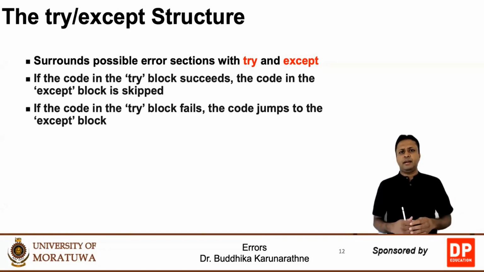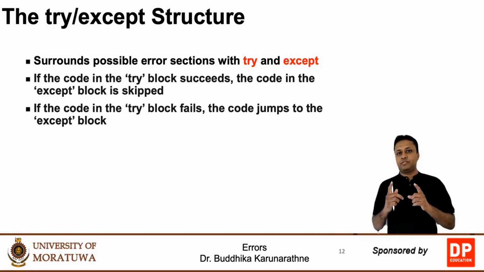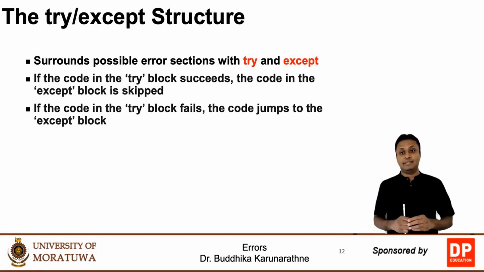We can basically identify 2 blocks in this structure: try and except. We can put the so-called dangerous code into the try block. That means you are anticipating an error in that section of the code. That's why we call it the dangerous code.